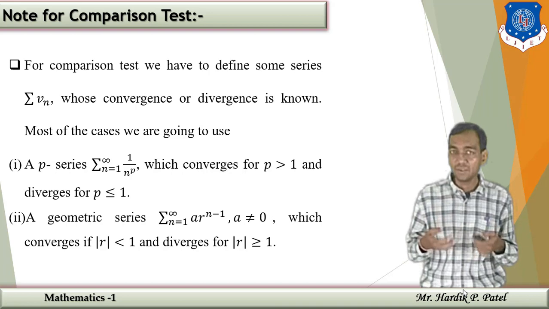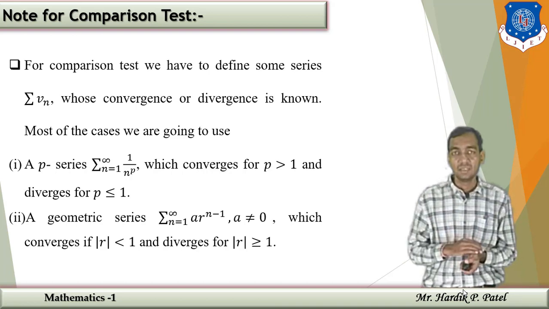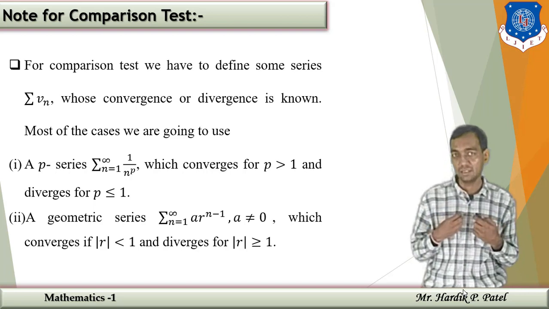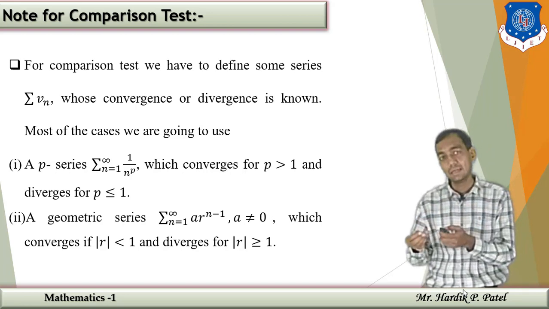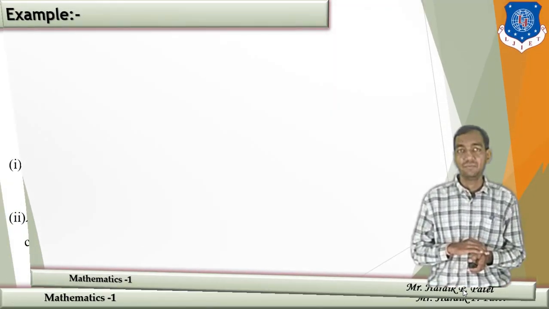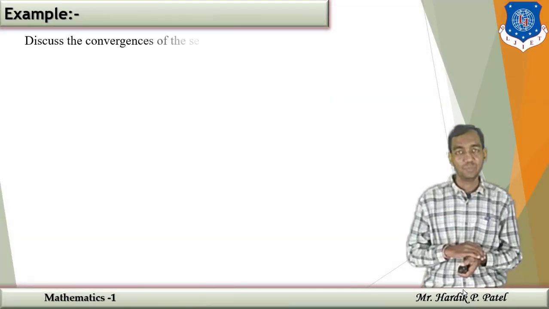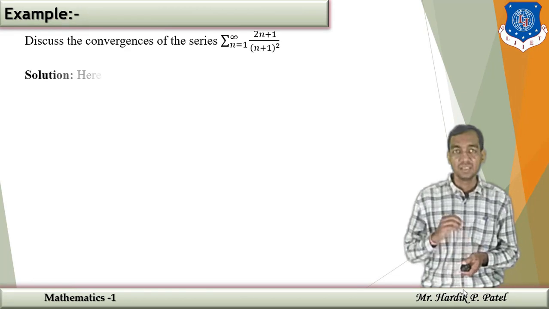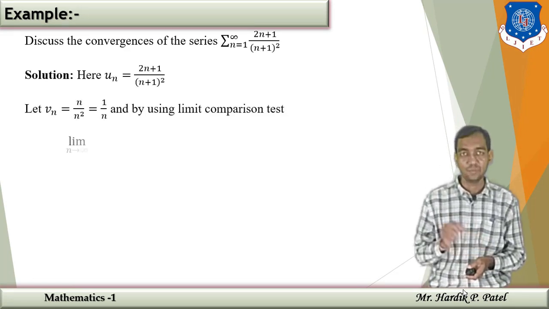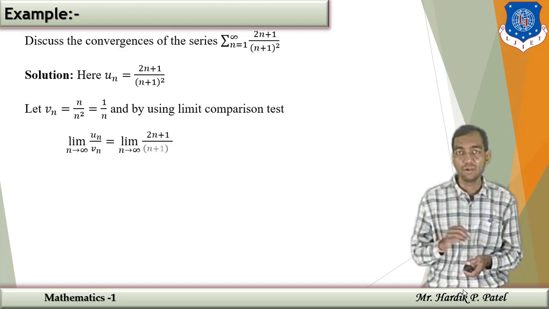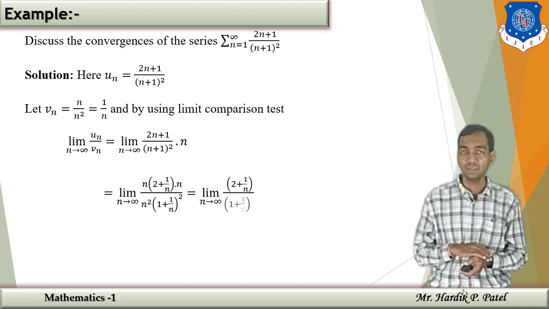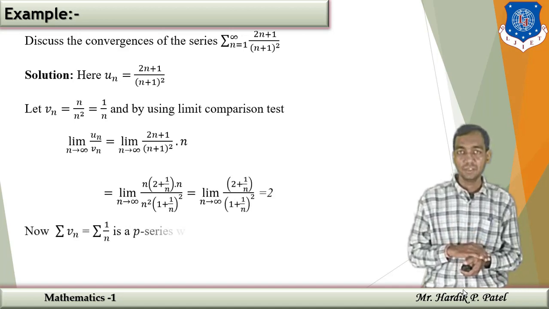So we are going to take Vn from these known series, such that we are aware whether the Vn we have taken is convergent or divergent. Now, using this, we are going to solve an example of a comparison test. Discuss the convergence of the series sigma 2n plus 1 upon (n plus 1) the whole square. Here un is equal to 2n plus 1 upon (n plus 1) the whole square.